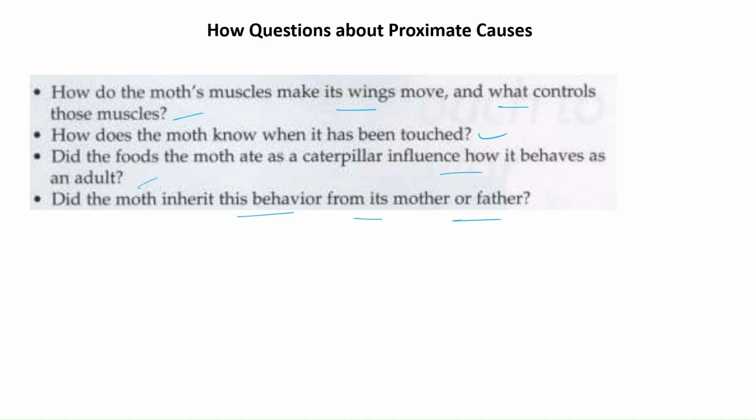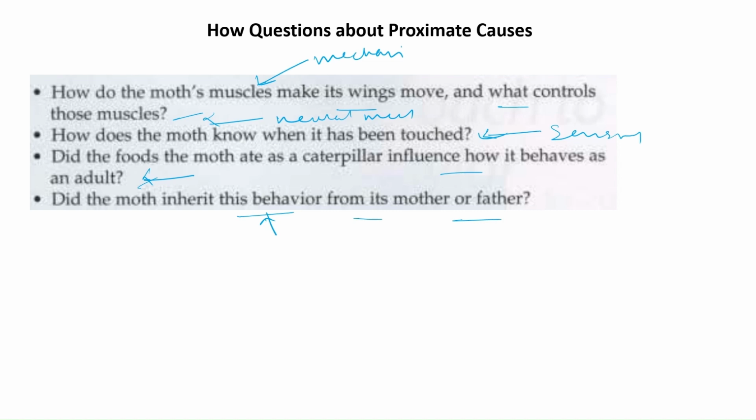How do the moth's muscles make its wings move? There must be some mechanism behind that. What controls this? Maybe some neural mechanism is behind this. How does the moth know when it has been touched? That means here also some sensory or neural mechanism comes into play. Did the food the moth ate as a caterpillar influence how it behaved as an adult? So here also some mechanism will come into play.